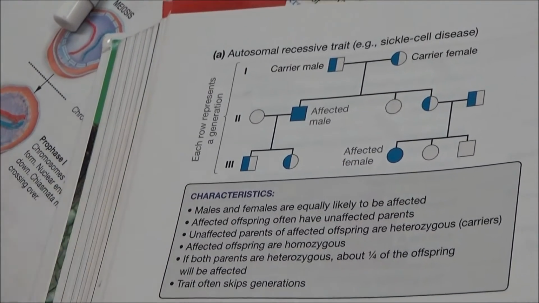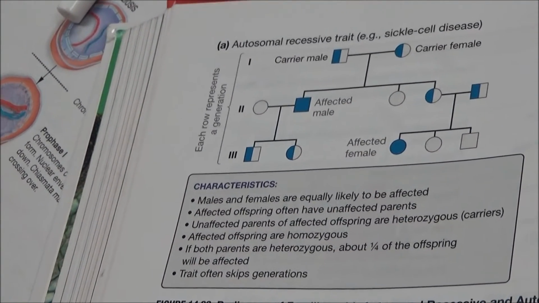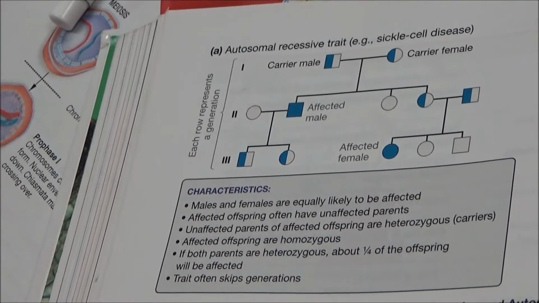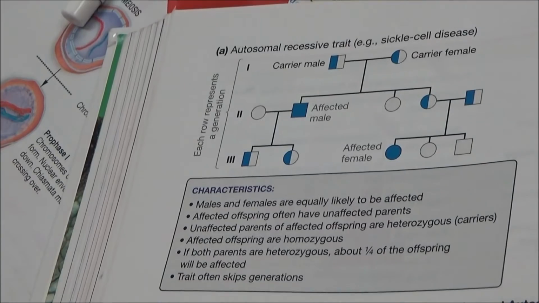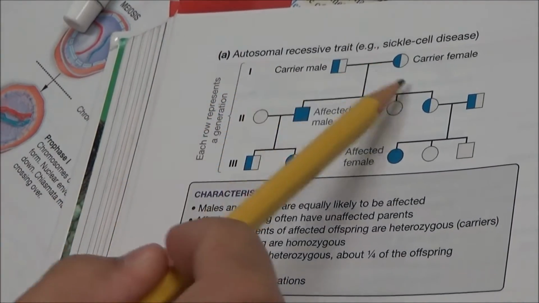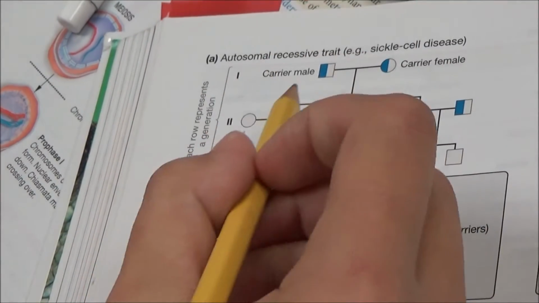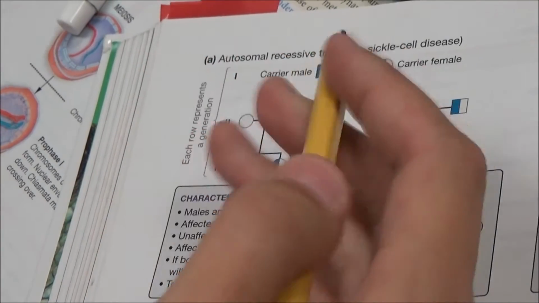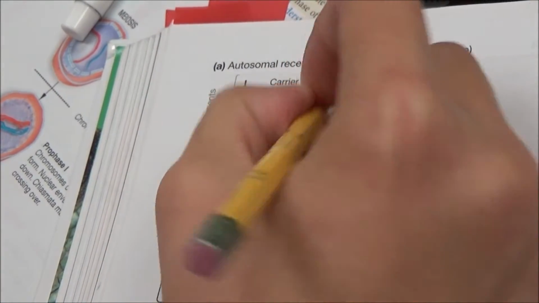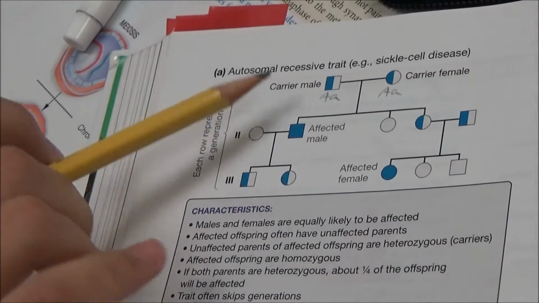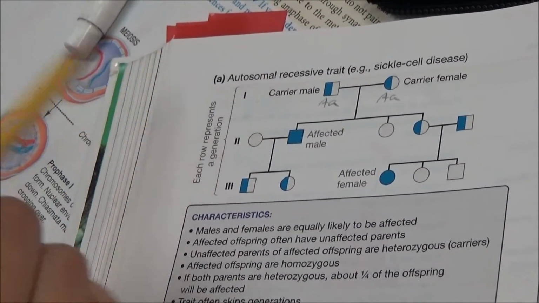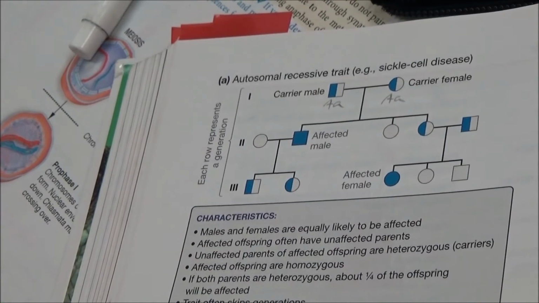So now we're going to move on to pedigrees. We're going to look at different types of inheritance patterns, starting with an autosomal recessive trait. As you can see here, we have two carrier parents, which means that they are heterozygous for the trait. If we use A's, they would all be big A, little a. But because it's recessive, they do not exhibit the trait.